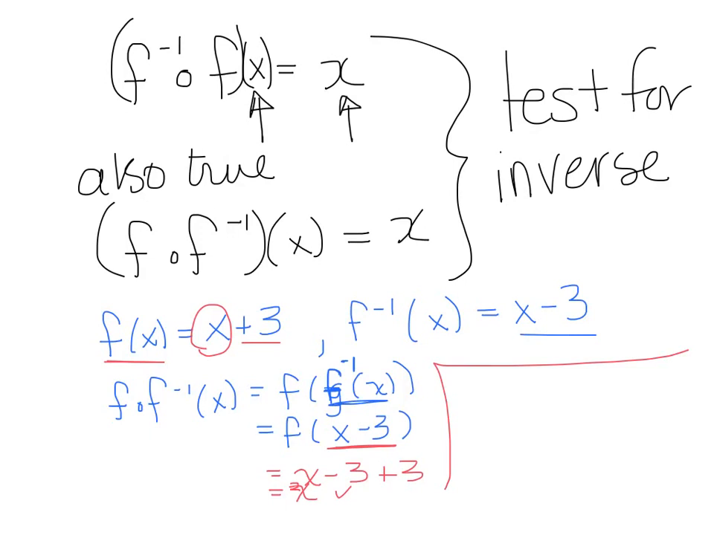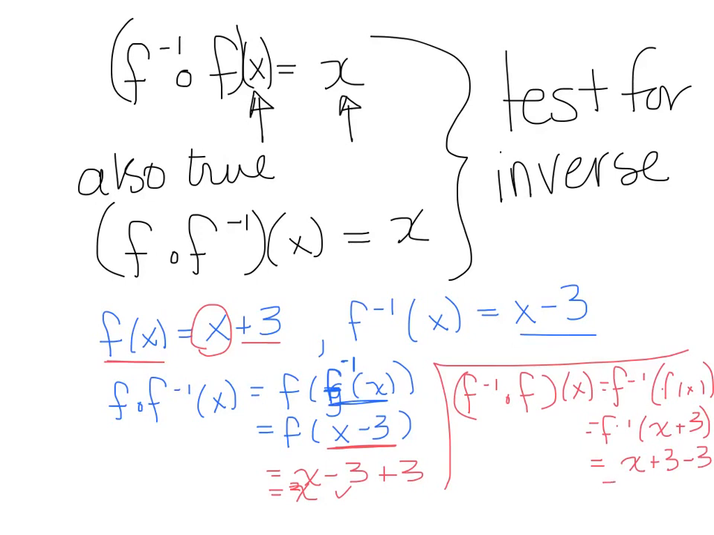I'm going to save a little time. If I took f inverse composite f of x, I'll get f inverse of f of x, which is f inverse of x plus 3, which is x plus 3 minus 3, which is x. So there it is. I have proven that those two functions are inverse of one another. Okay? So let's go to the next one.